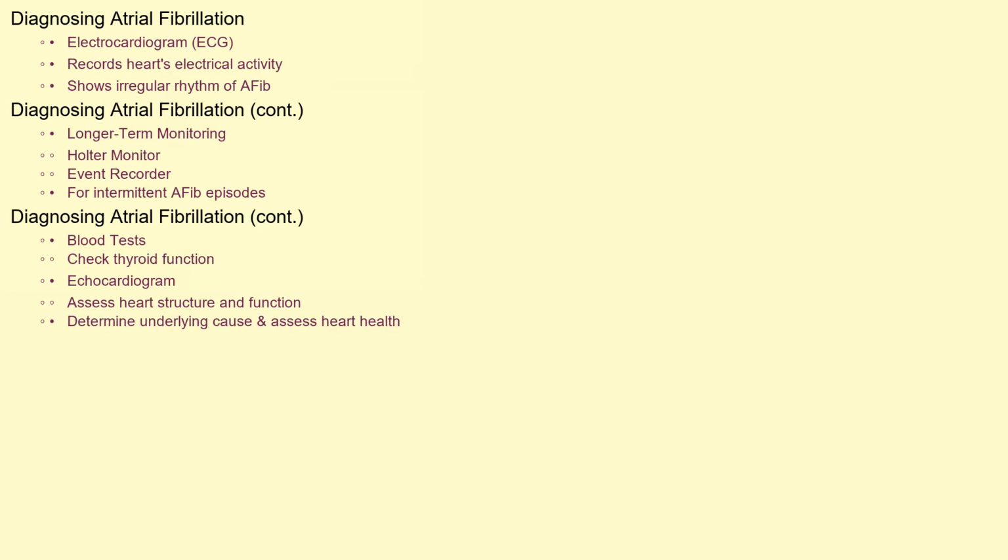Diagnosing atrial fibrillation typically involves an electrocardiogram, or ECG. An ECG records the electrical activity of your heart and can clearly show the irregular rhythm characteristic of AFib. In some cases, AFib episodes are intermittent, so a longer-term monitoring device, such as a Holter monitor or an event recorder, may be needed to capture the irregular rhythm. Other tests, like blood tests to check thyroid function and an echocardiogram to assess the structure and function of the heart, may also be performed to help determine the underlying cause and assess the overall health of your heart.